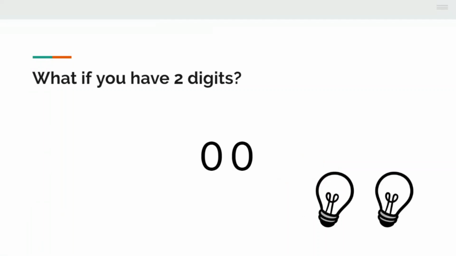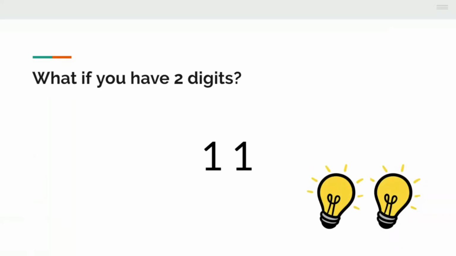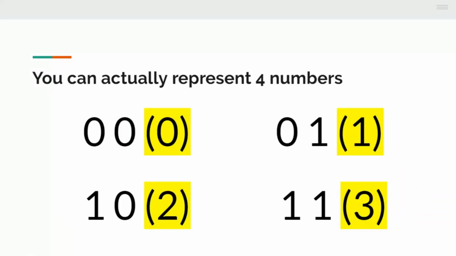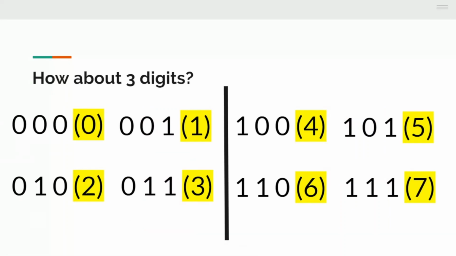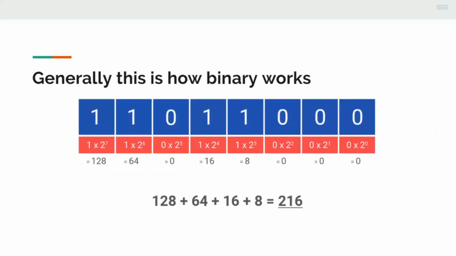But what if we have two digit places? How many numbers can you represent? Well, you can start from 00, 01, then 10, then 11. So actually you have 4 numbers, counting from 0 to 3. With one more digit place, you can count up to 8 numbers, from 0 to 7. And so generally this is how binary works out.